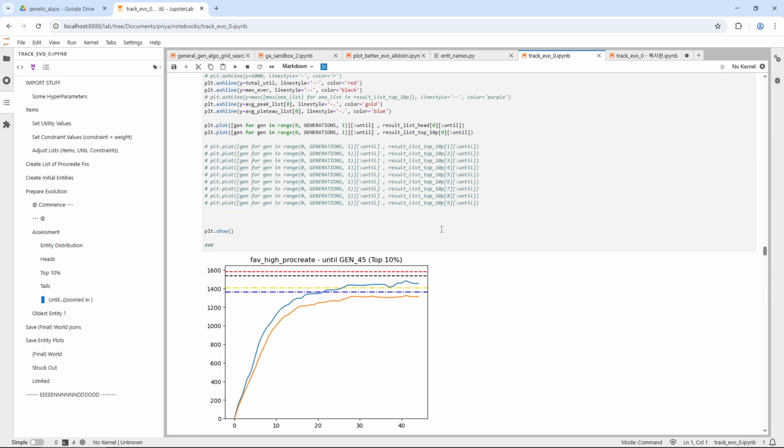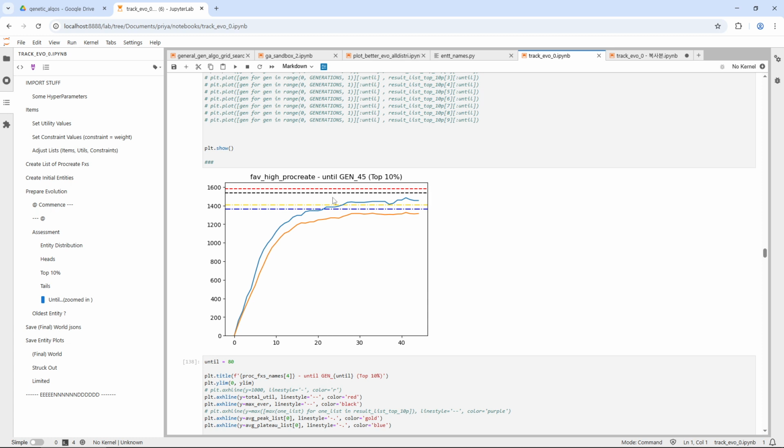So same thing here, and the black dash line is the maximum ever. The red is the total, sum of utility values, and the yellow dash dotted line is the average peak. Well, there's only one, so there's only one average, one peak, and that is the average. But anyway, and the blue dash dotted line is the average plateau level.